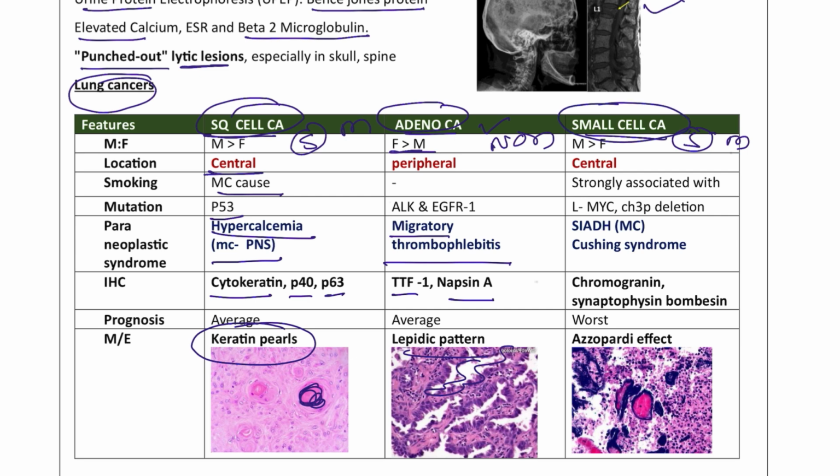And small cell carcinoma is centrally located and strongly associated with smokers, and L-MYC gene and chromosome 3p deletions are associated. SIADH is the most common paraneoplastic syndrome. Chromogranin, synaptophysin, and bombesin are the neuroendocrine positivities, with the worst prognosis, and Azzopardi bodies will also be seen here.